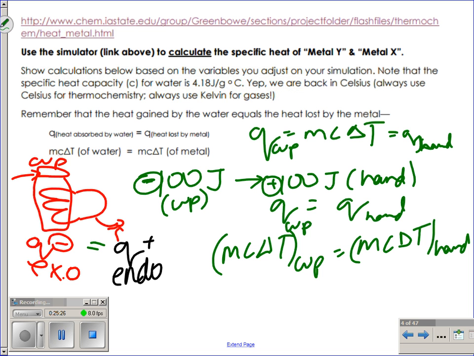So they're doing this based on water and a metal, because this hot metal is being dropped into some water, and then from there we're going to calculate the specific heat, which is C, the specific heat capacity of metal X or metal Y. So you'll notice that they give you a couple of variables up top: the specific heat capacity for water, and you need to write this down for yourself right now, is 4.18 joules per gram degree C. C of water.